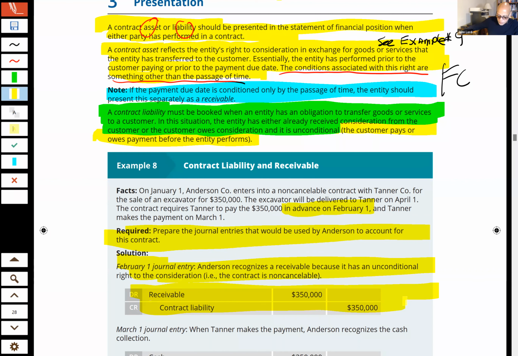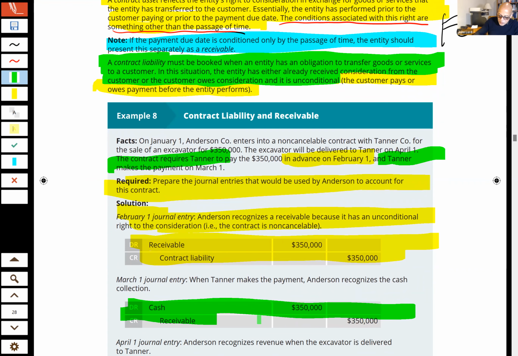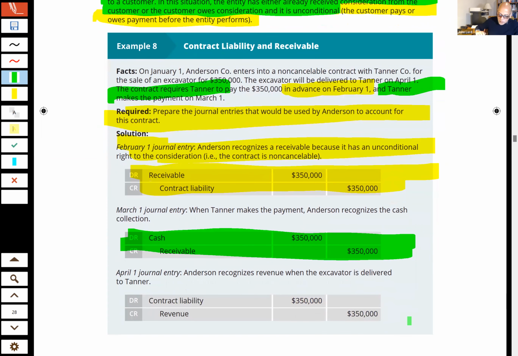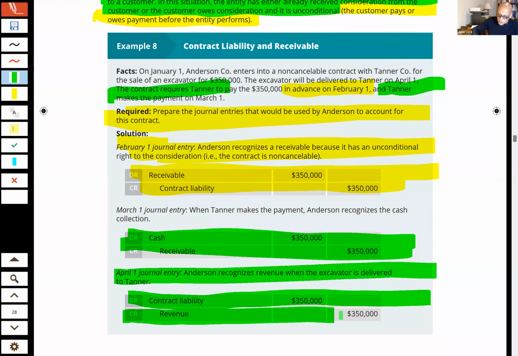Then on March 1st, they were a little late. They finally get around to paying me. And I simply reclass the what? The receivable as cash. And I still have that contract liability until such time that I do what? That I deliver the excavator. I perform on that contract, debit the contract liability, and credit the revenue. Contract liability, guys, fancy word for unearned revenue, okay?